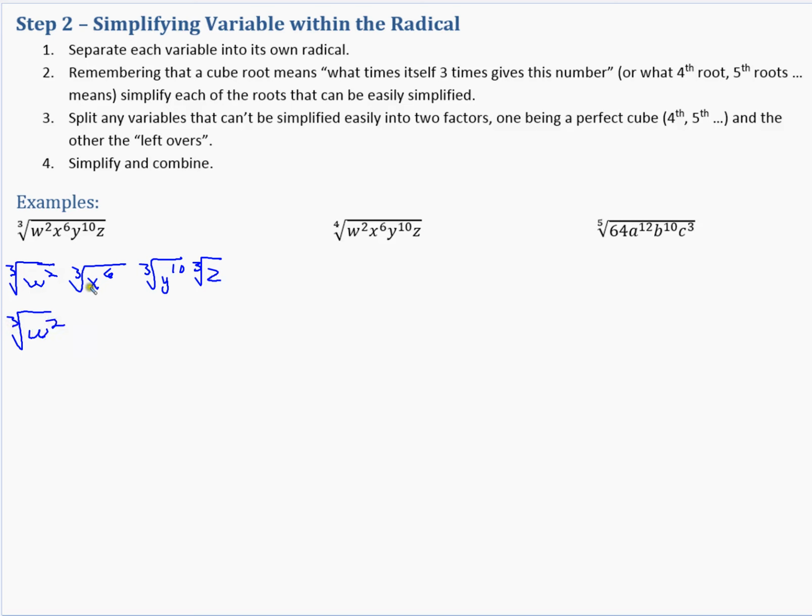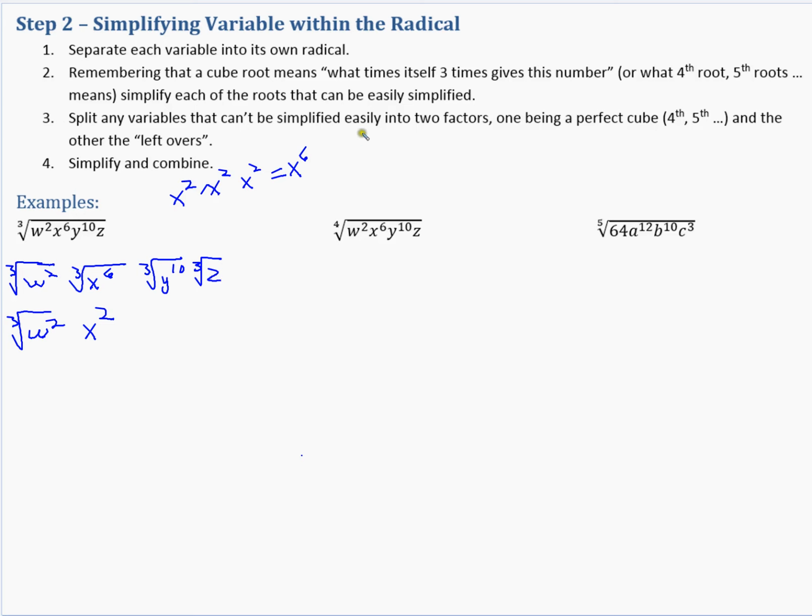What times itself 3 times will give x to the 6th? Well, I know that x squared times x squared times x squared is x to the 6th. So x squared times itself 3 times gives x to the 6th. So the cubed root of x to the 6th is x squared. This one isn't easily doable, neither is this one. Actually, this one we can't do anything with, so we're going to jump to step 3.